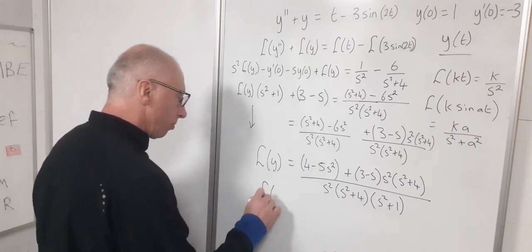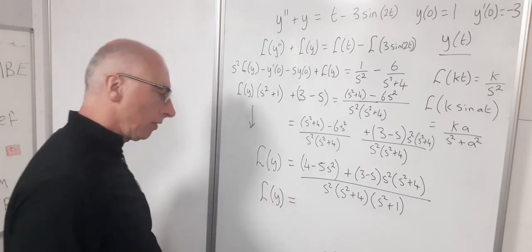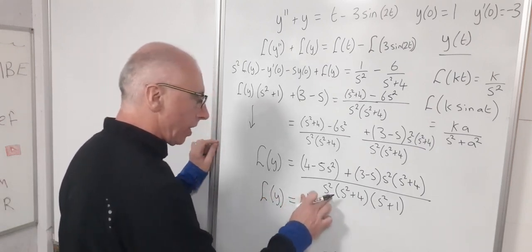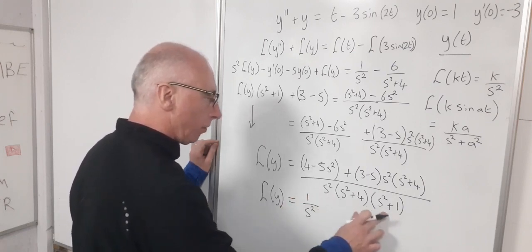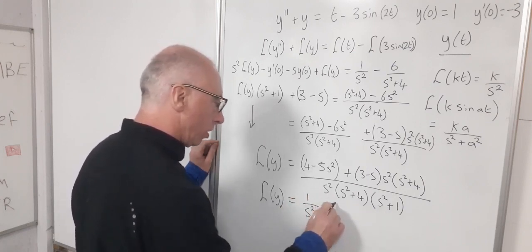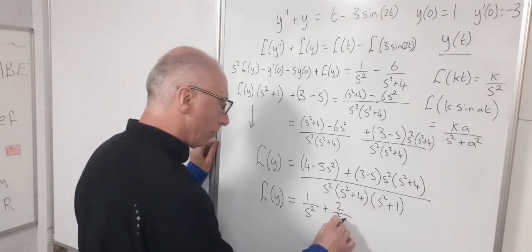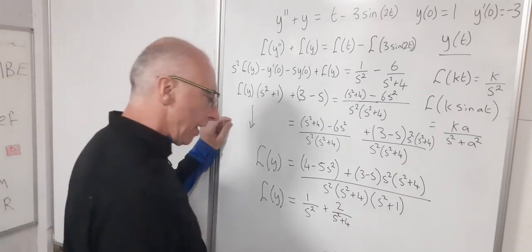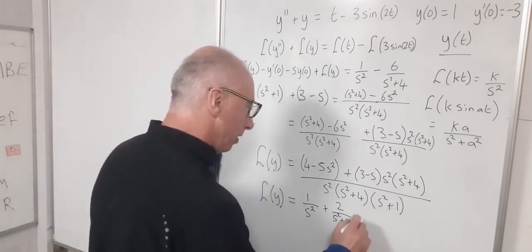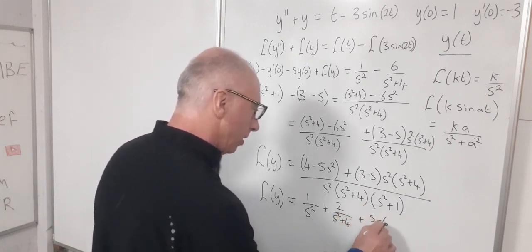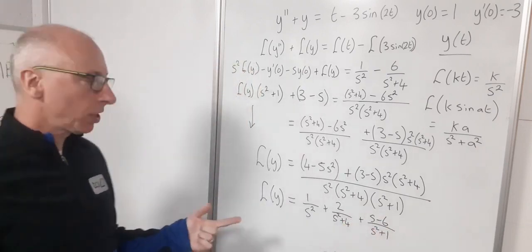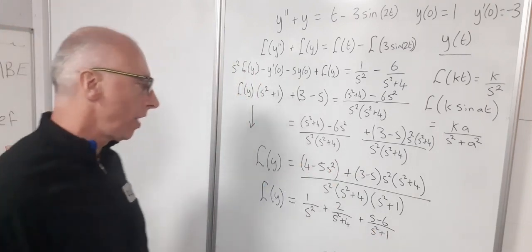So now I've got Laplace transform of y. That gave us 1 over s squared. So that was that term. Now the s squared plus 4 term, that was just a 2. So 2 over s squared plus 4. Make sure my s's don't look like 5s. And then I had s minus 6 for my s squared plus 1 term. So plus s minus 6 over s squared plus 1. And that was the partial fraction decomposition taken care of for this.